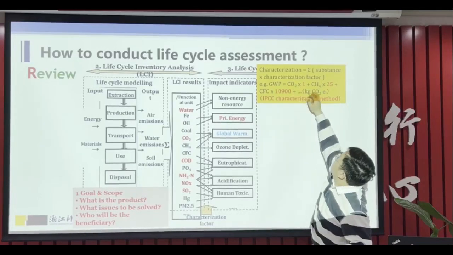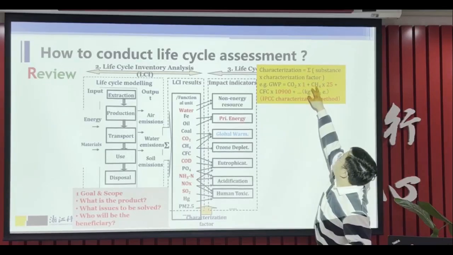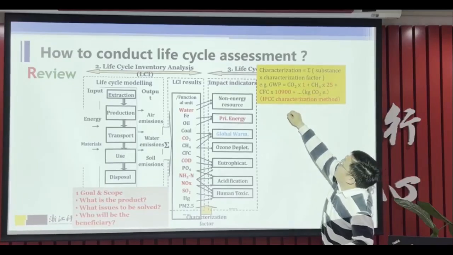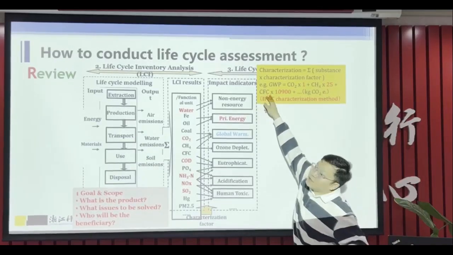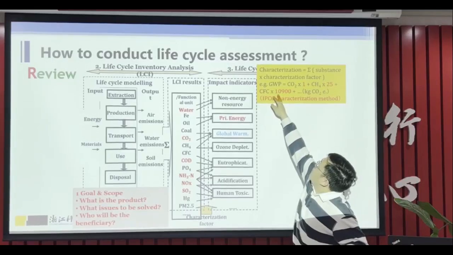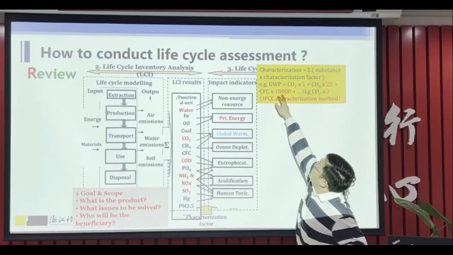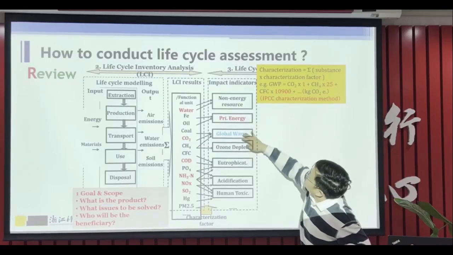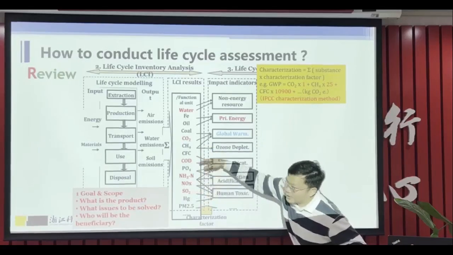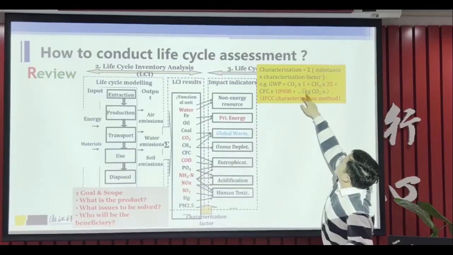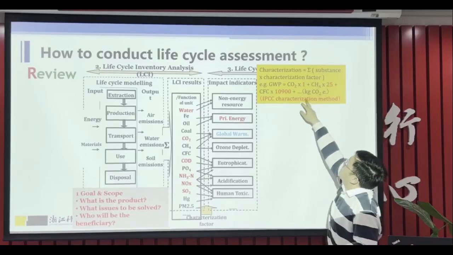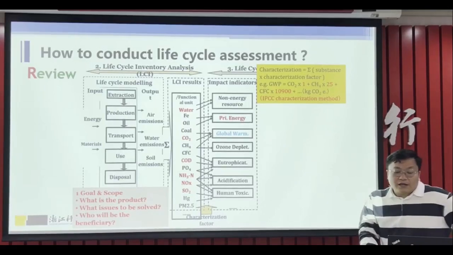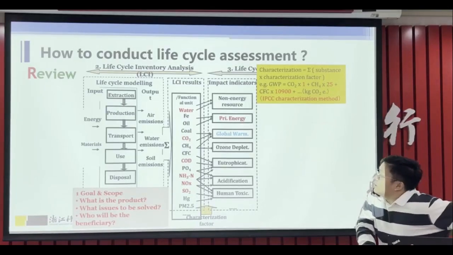CO2 equivalent, and 1 kilogram of CH4 equals 25 kilograms of CO2 equivalent, and 1 kilogram of CFC equals 10,900 kilograms of CO2 equivalent. So we should convert all these emissions into the same units, for example, kilogram CO2 equivalent. This is the life cycle impact assessment method stage.